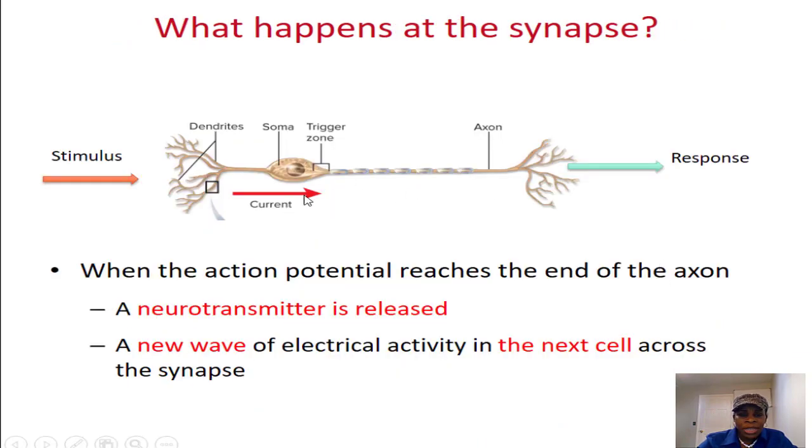If you look at the neuron here, what happens at the synapse? Look at it. You have a stimulus coming to the dendrite that's going to run through the axon to go to the axon terminal. And this neuron has to give a response, and that response will be the release of a neurotransmitter or a new wave of electrical activity in the next cell across the synapse, which will be the postsynaptic cell.